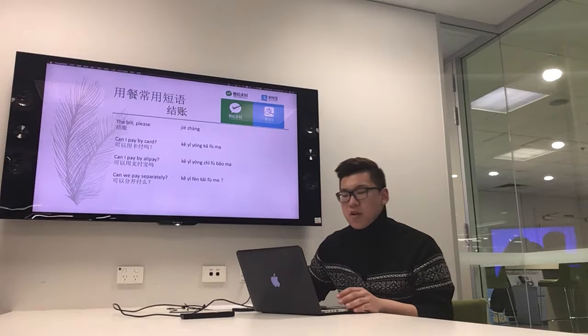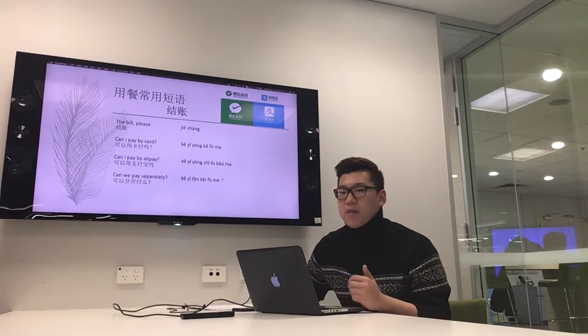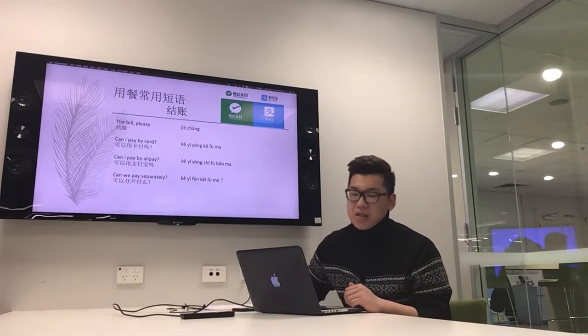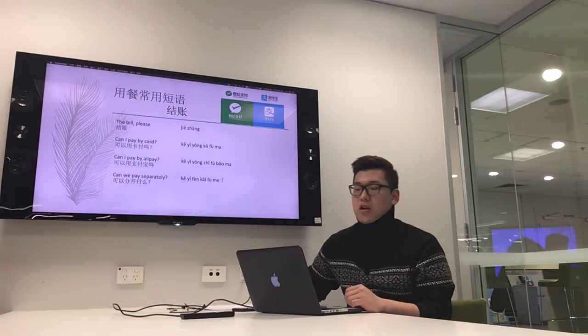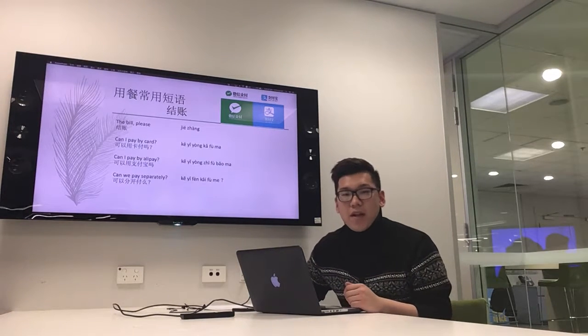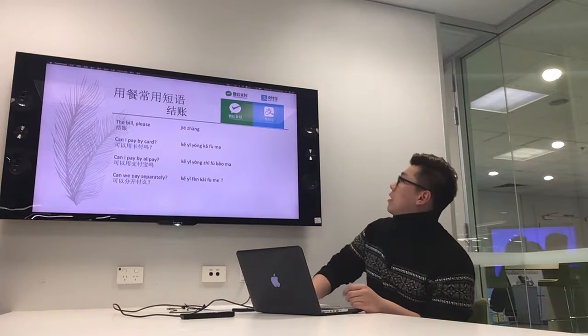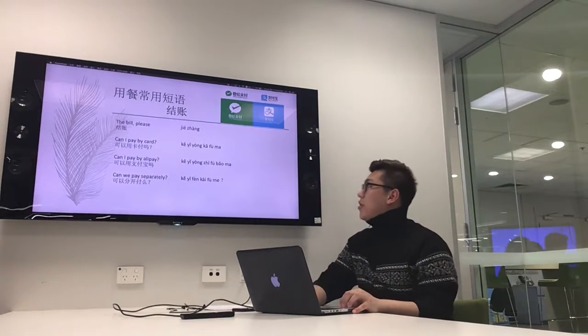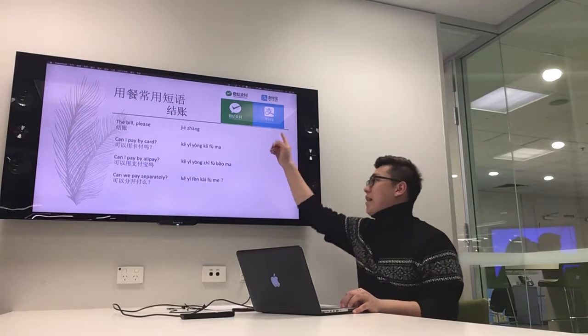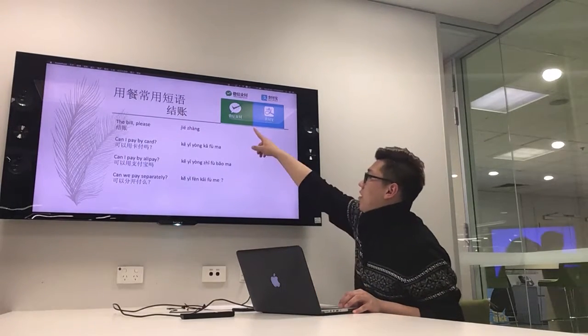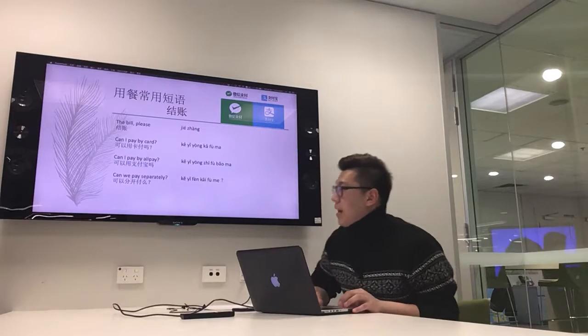So after dinner, you have to pay the bill. When you ask for the bill, we normally say 结账, it means the bill please. And there are various ways to pay for it. The two most popular in China are WeChat Pay and Alipay. So these are the logos over here.